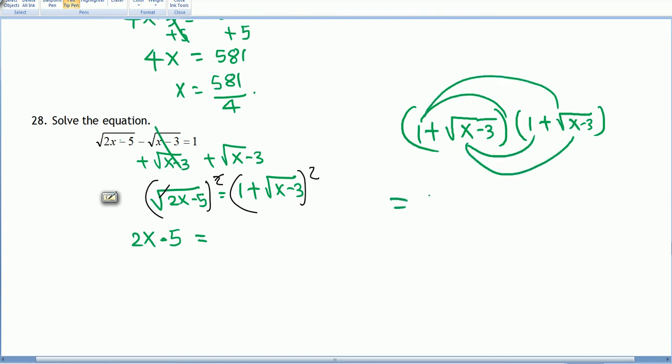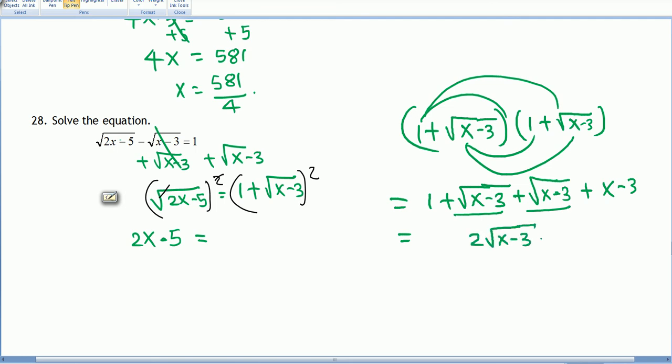And we get 1 times 1, 1, 1 times root x minus 3, root x minus 3. This times 1, same thing, and plus root x minus 3 times root x minus 3, just x minus 3. Okay, let's simplify this. Two copies, so 2 of root x minus 3, and x, 1 minus 3 is negative 2, so x here, and 1 minus 3 negative 2, and this is plus. Okay, so when we square, we get a big thing. So that's x minus 2 plus 2 root x minus 3.